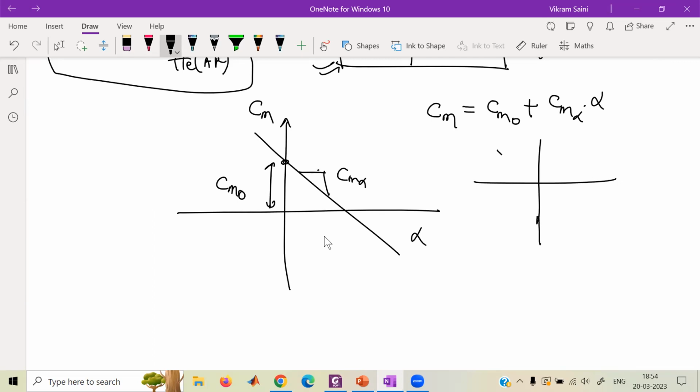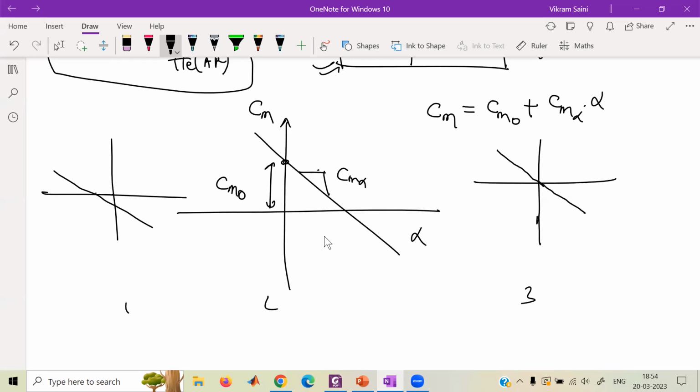Let's pass it through the origin first. And in one case, let's pass it through a negative intercept. Now let's try to see what happens when the aircraft is pitched. So first, let's consider these cases 1, 2, and 3.